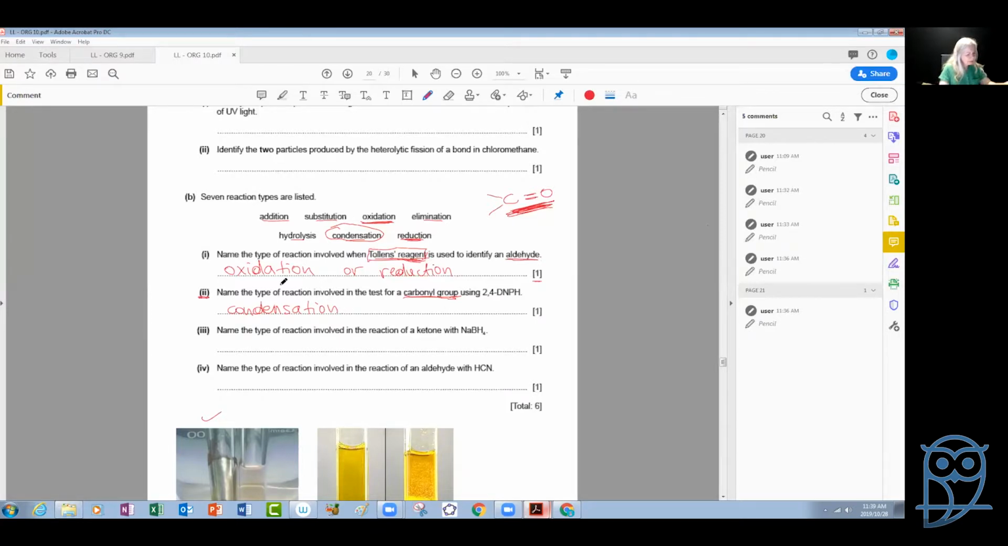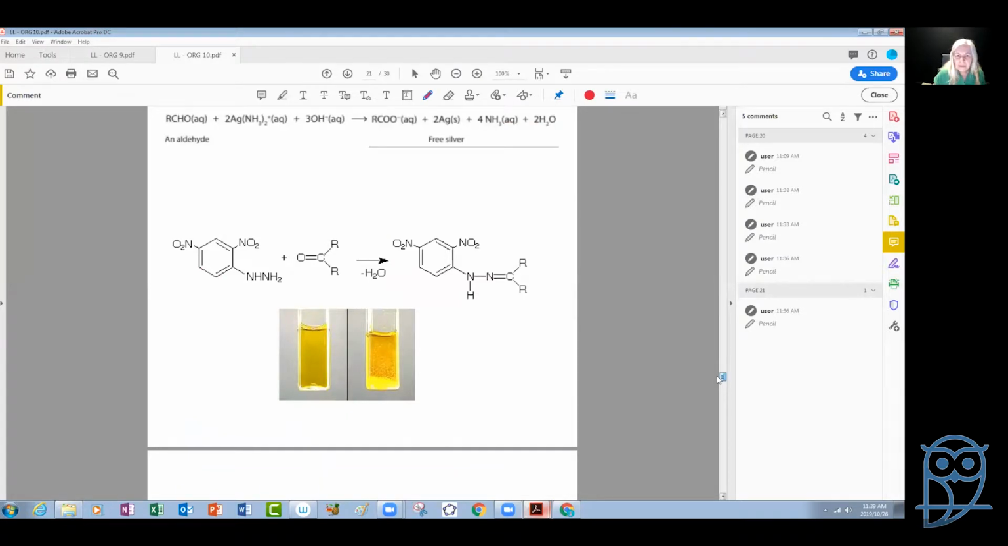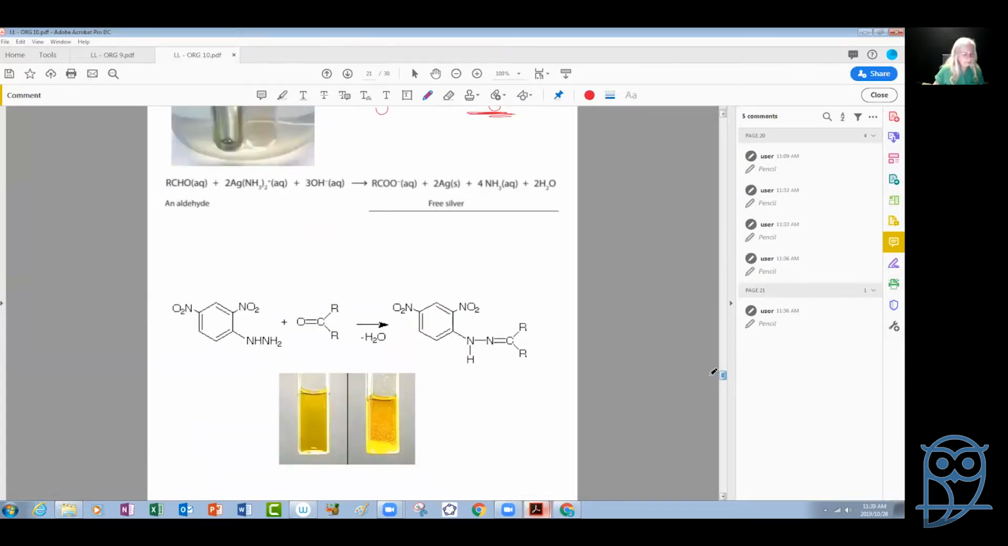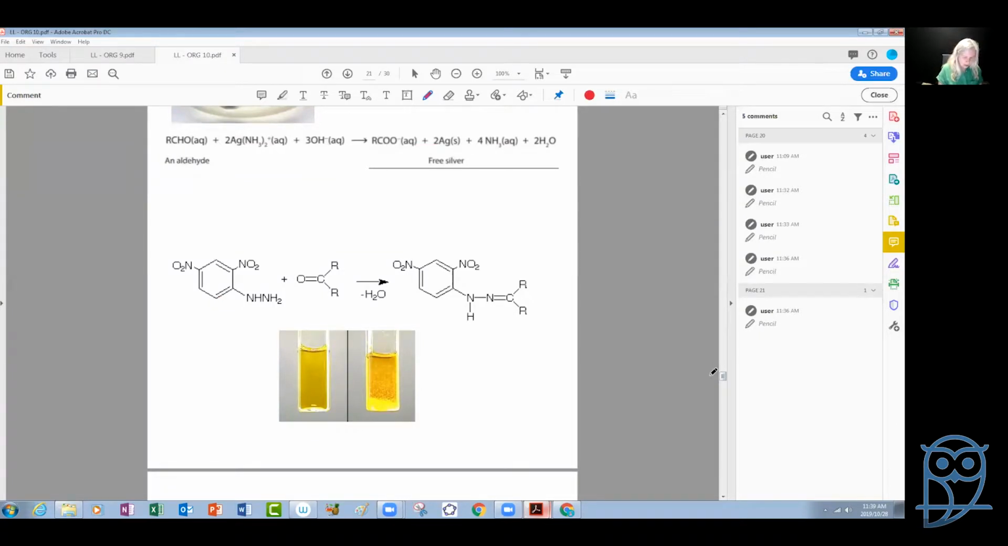That's enough here. I don't think you need to remember the formula for this complex compound or this reaction, but I have prepared a picture here of the chemical reaction that takes place. This is the 2,4-dinitrophenylhydrazine, this molecule here, which reacts with a ketone or an aldehyde.